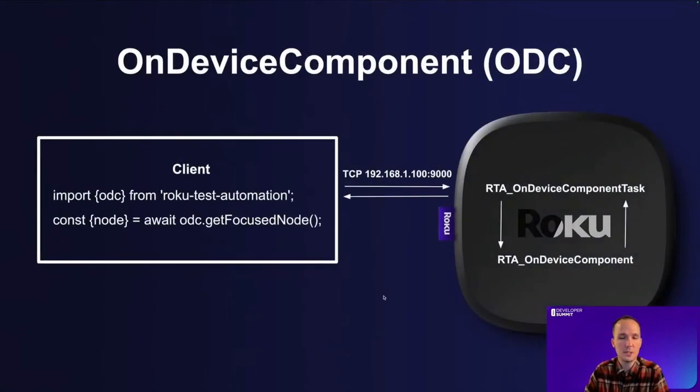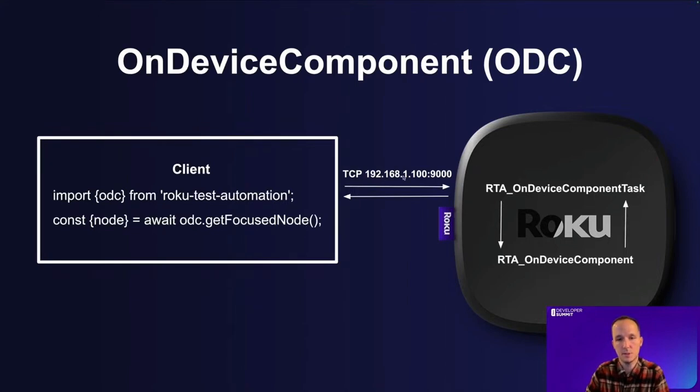The way the on-device component works is very similar to Rail, if you're familiar with or if you've used that before. So basically, we import the ODC component, and then we're going to give it a command. In this case, we want to get the currently focused node. So then we're going to make a request.